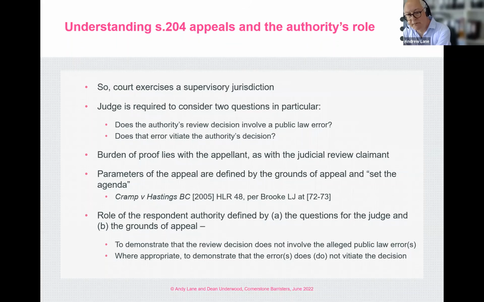And as has been said, the role of the authority is effectively to demonstrate the review decision, although the burden of proof is on the appellant, but it's to demonstrate the review decision does not involve what has been said to be the public law error. And if it does, to demonstrate that it doesn't have the impact that is claimed by the applicant, such as to vitiate the bona fides of the ultimate decision.